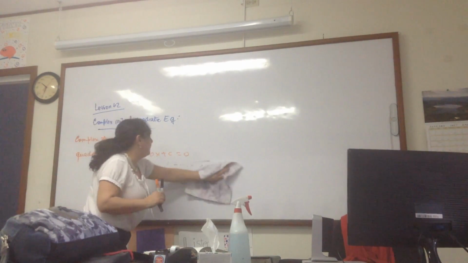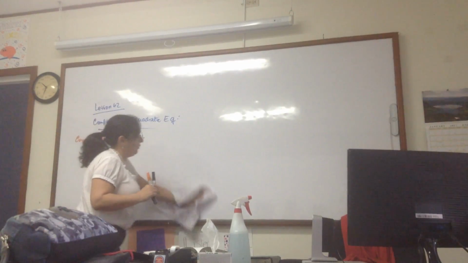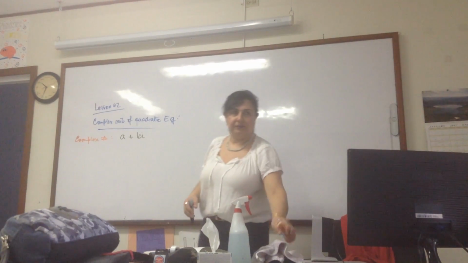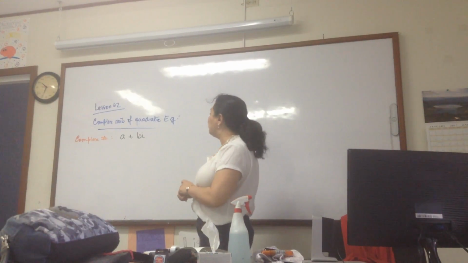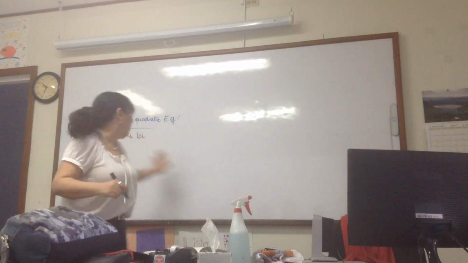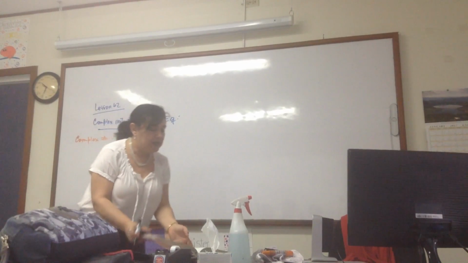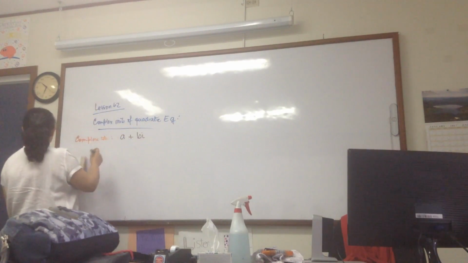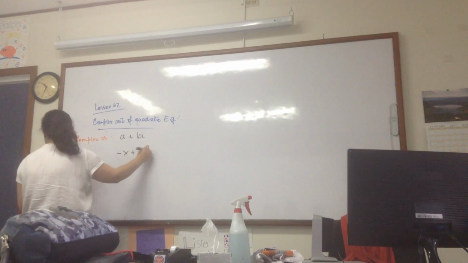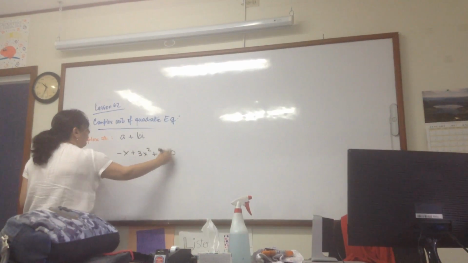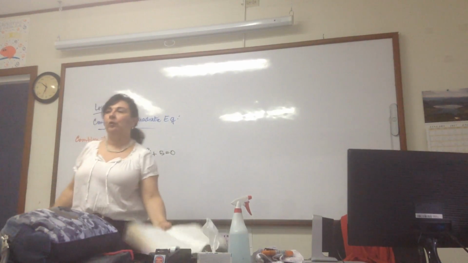So, I'm going to erase this and I'm going to go back without that. Okay? Oh, I already copied that. That's fine, you're going to use it eventually. Now, let's go back to the way you have done this before, you remember, right? So what would you do if you have this? Minus x plus 3x squared plus 5 equals 0. If I ask you to solve that, what would you do?